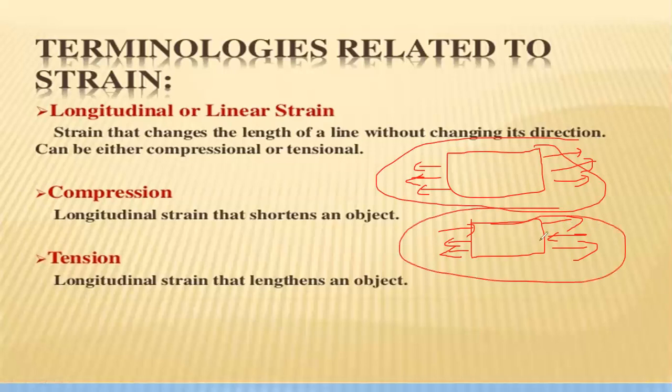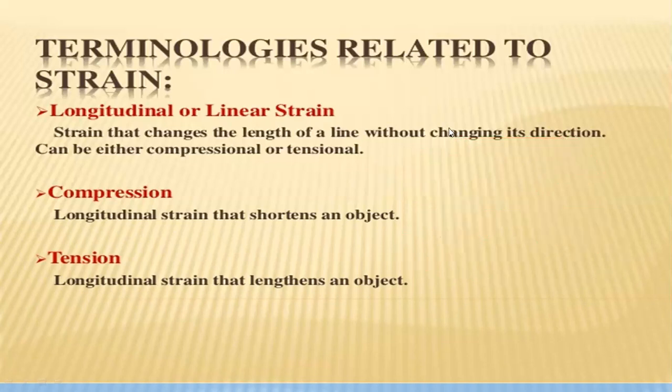Now observe this second diagram, where the direction of forces is changed. Both compressive forces and tensile forces act on this body, but that is not the case in longitudinal or linear strain. Either compressive forces are applied or tensile forces are applied. Only one kind of force is applied in longitudinal or linear strain.